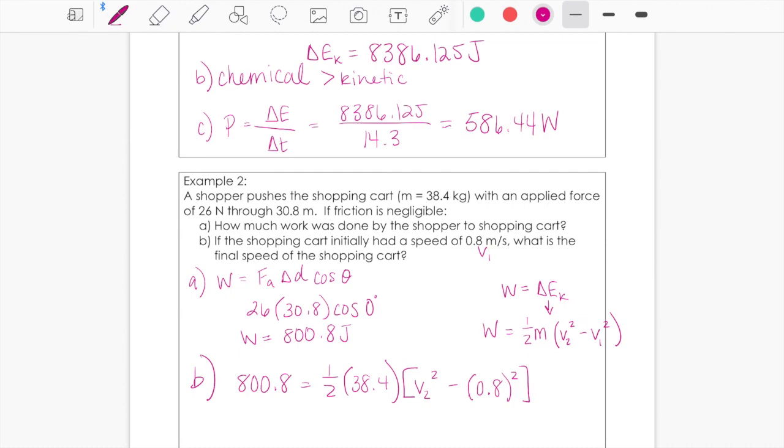Now we just have to solve for our V2. So we would multiply these two together and then divide both sides by that value. Then we would square the 0.8 and add it to the other side and then take the square root of the whole thing to get that our V2 is equal to 6.51 meters per second.